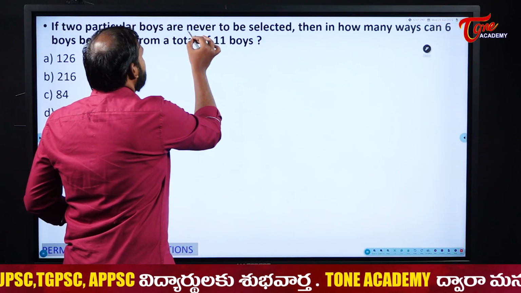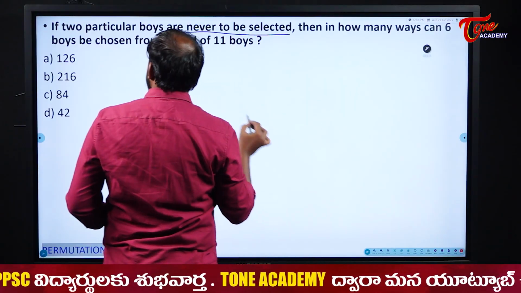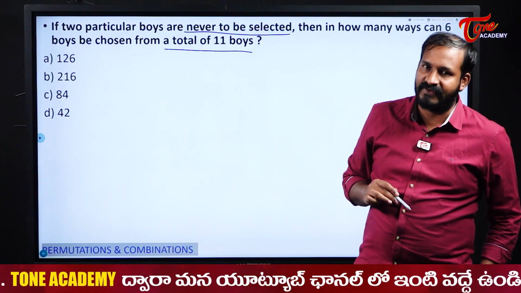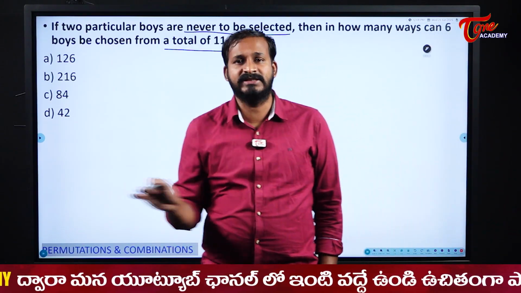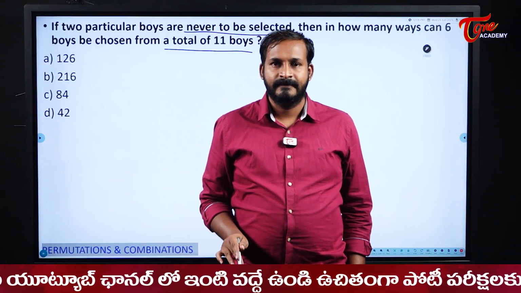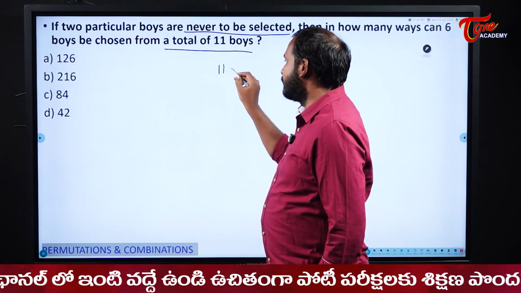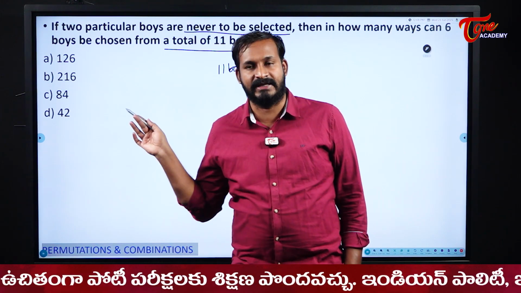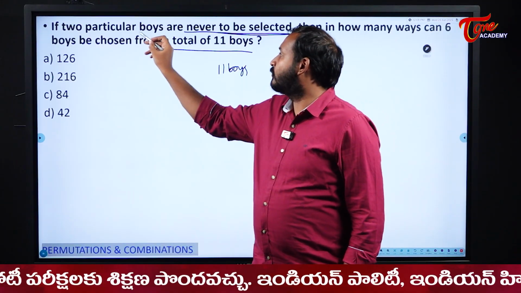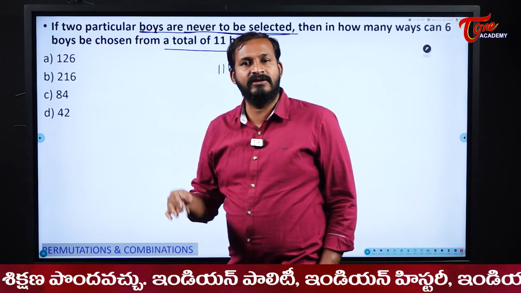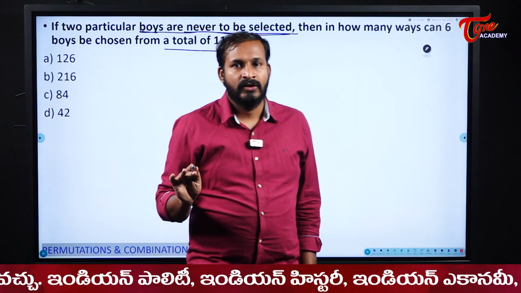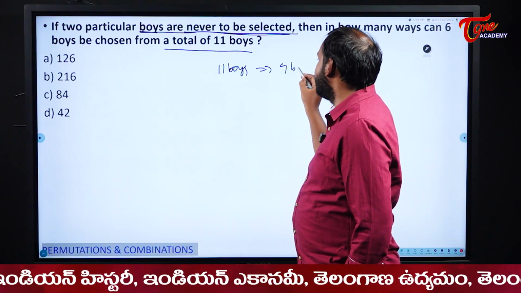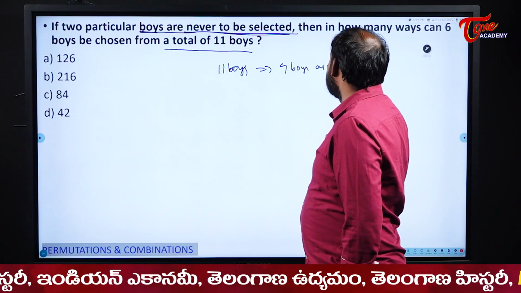Next one. If 2 particular boys are never to be selected, then in how many ways can 6 boys be chosen from a total of 11 boys? More or less a similar one, but there is a slight difference. Here 2 boys should not be selected at all. What does it mean? 2 are rejected, right? For me 11 boys are available. In that 11 boys, 2 should never be selected. Never be selected means indirectly 2 are already rejected. Now how many are available for me? 9 boys are available.